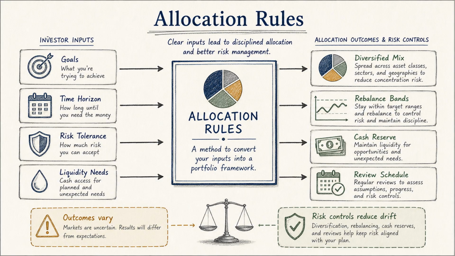Core money should support the main goal. Satellite money should be small enough that being wrong does not damage the household. Cash should protect decision making. Dollar cost averaging into each sleeve without defining the sleeve is not discipline. It is automation without judgment.